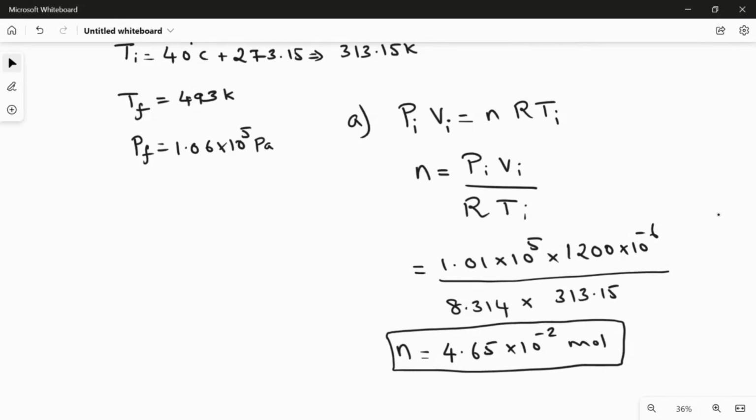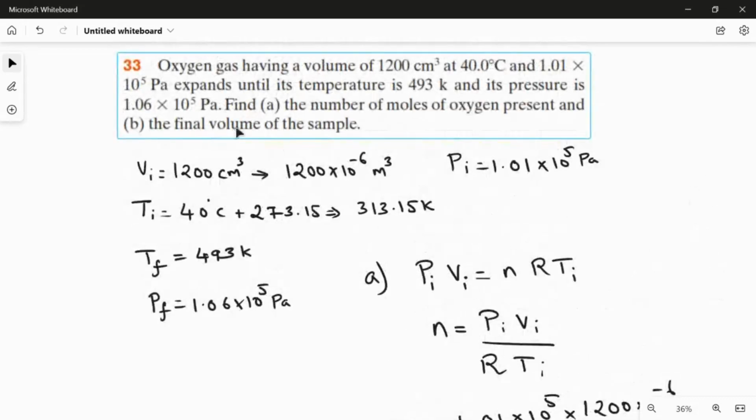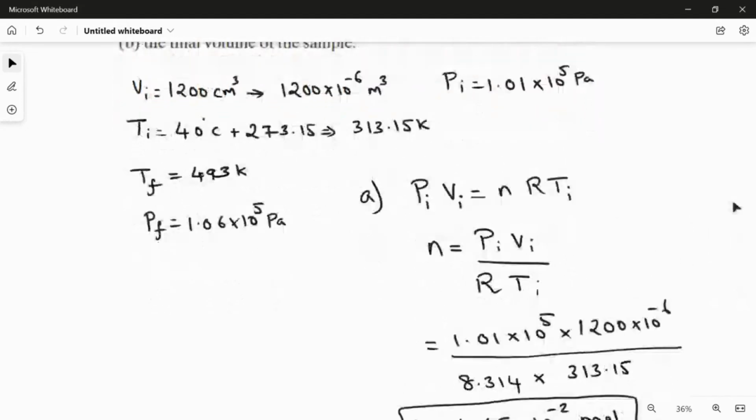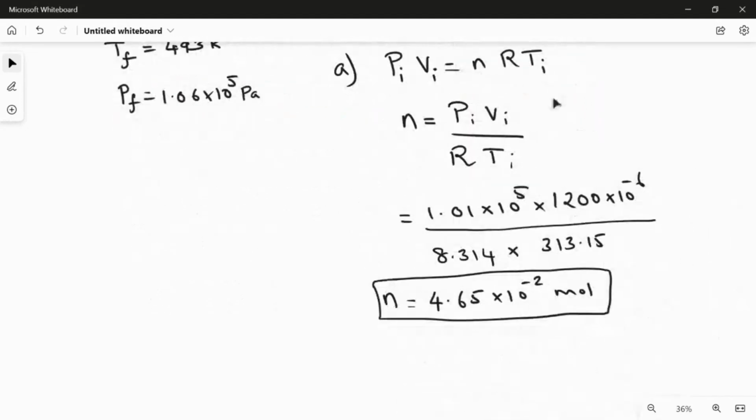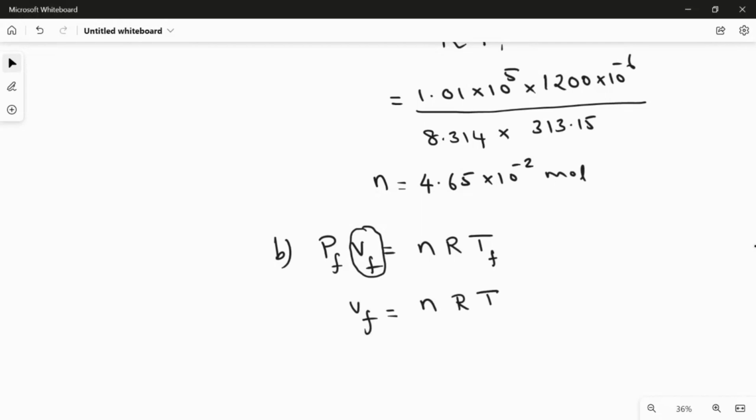Now we are going to find the final volume, right? By using all this, we are going to find the final volume of the sample. For that, again, I am going to use the same equation, but for the final condition, PfVf, which is equal to nRTf. This time I'm going to write everything for the final condition. Now we are going to find the value of Vf. Therefore, Vf is equal to nRTf over Pf.